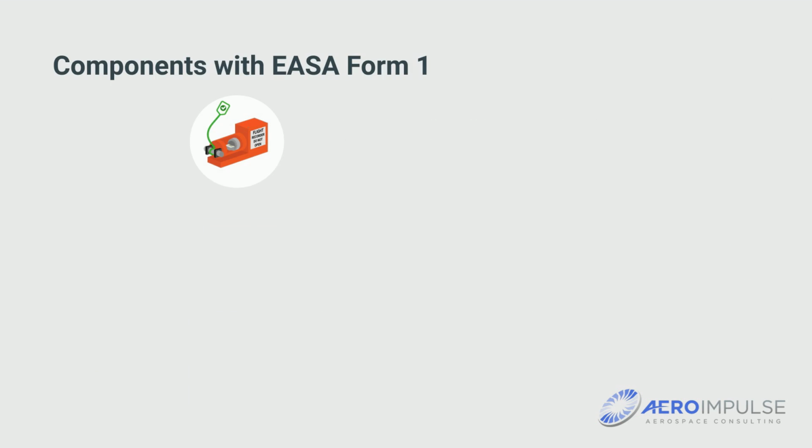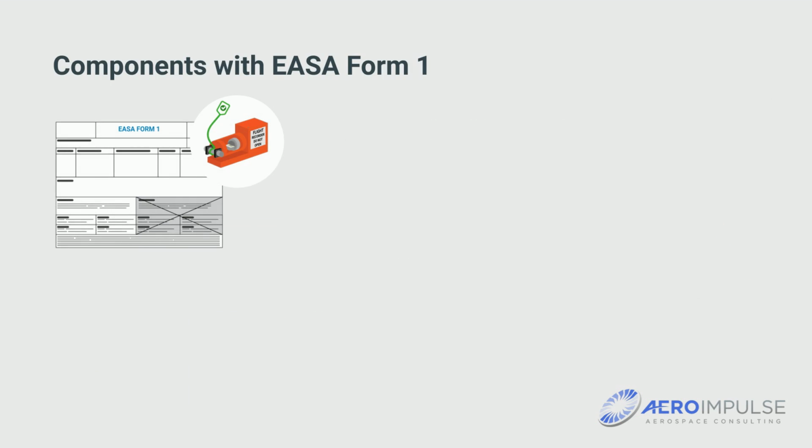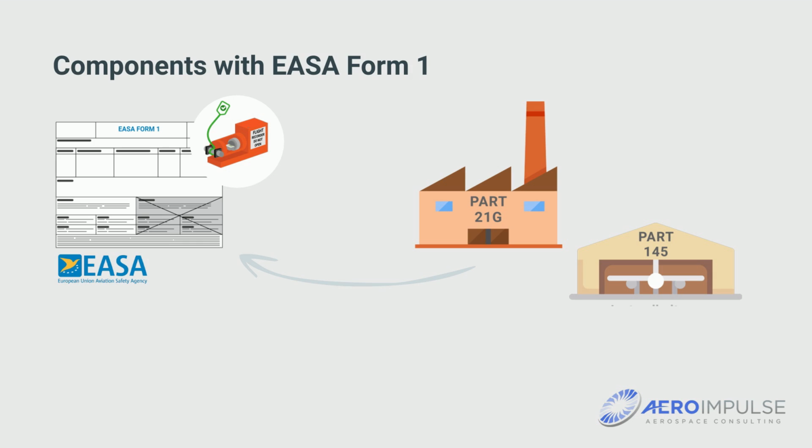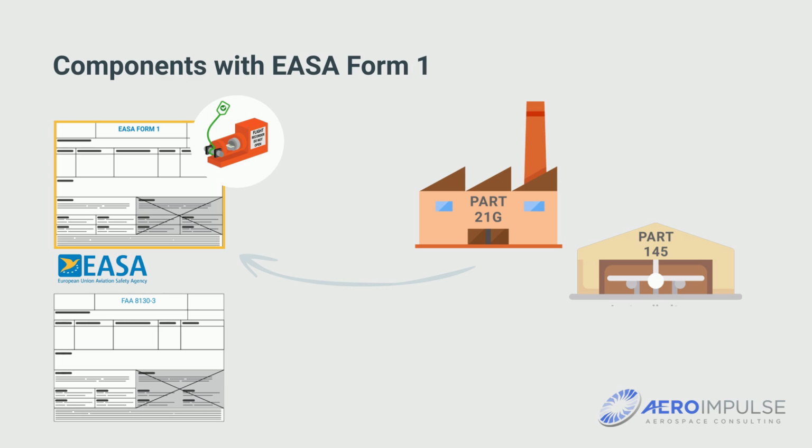Components with the European Release Certificate EASA Form 1 may be installed in any case. In this case, the Form 1 may have been issued by a Part 21G production organization or a Part 145 maintenance organization. The same applies to foreign release certificates that have been classified by EASA as equivalent to EASA Form 1. For example, the American FAA 81303.